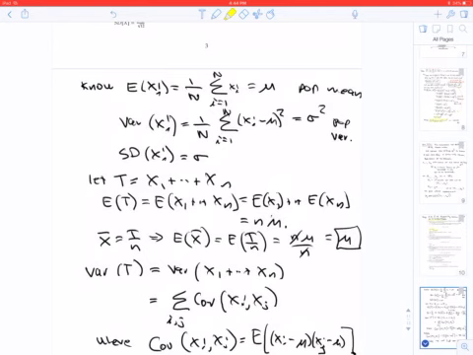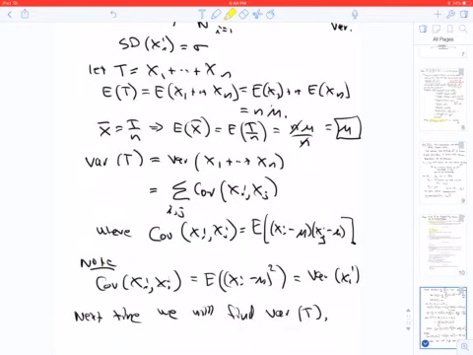Let t now be a sum of x1 to xn. So the expectation of t is the sum of the expectations, just a property of expectations, and that's n times mu. So that means that the expectation of x bar is mu as claimed. And now the variance of t, this we won't have time to finish, but we can see that because the xi's are not independent, it's going to involve a sum of covariance terms. And the first thing we're going to do next time is see what these covariance terms are.